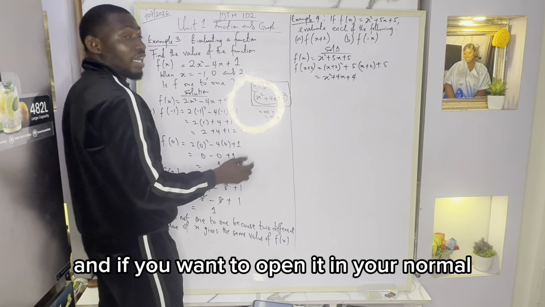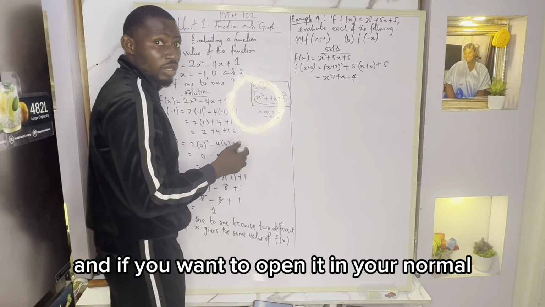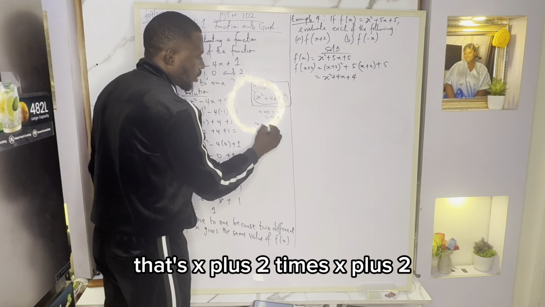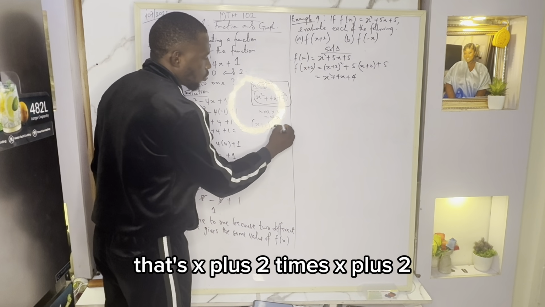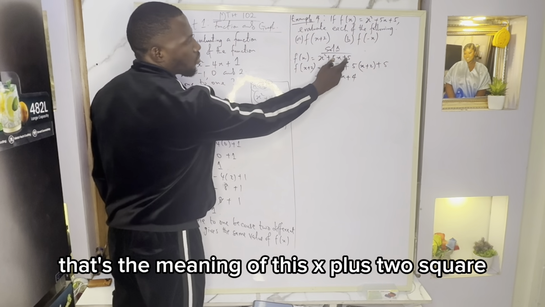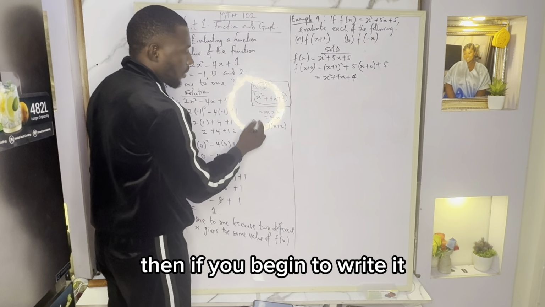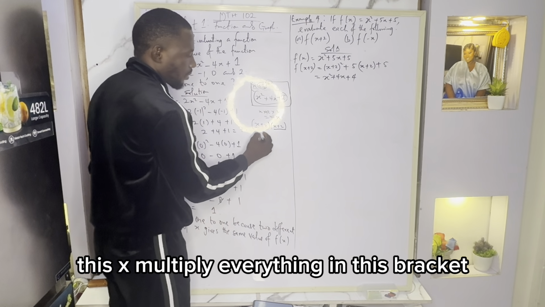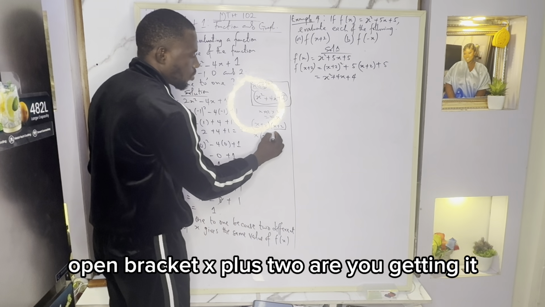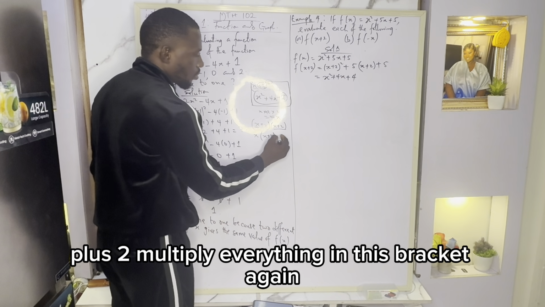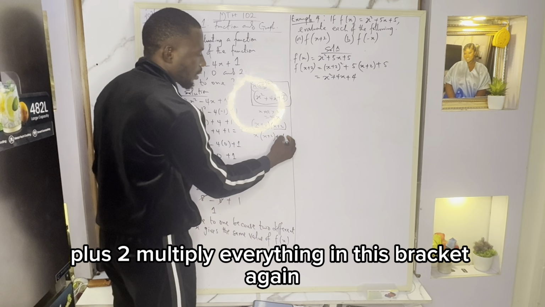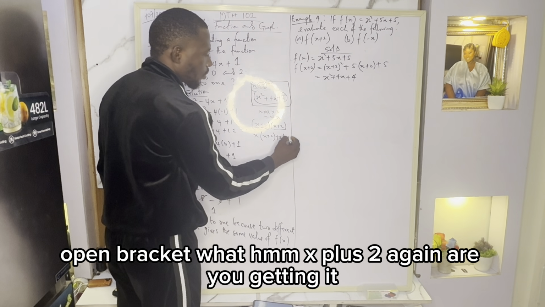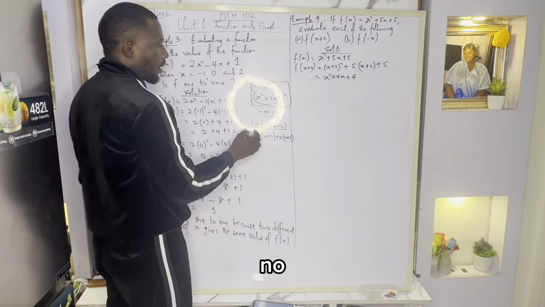Are you getting? And if you want to open it in your normal secondary school way, it is very simple. That's (x + 2) times (x + 2). That's the meaning of this (x + 2) squared. Then if you begin to write it, it becomes x, this x multiplies everything in this bracket, open bracket, x plus 2. Plus 2, multiply everything in this bracket again, open bracket, what? x plus 2 again.